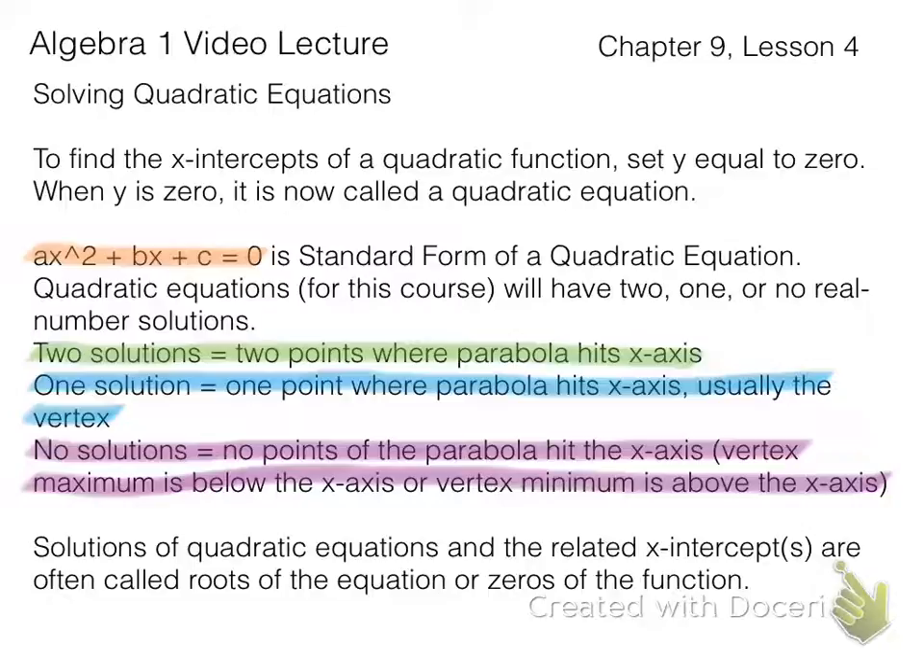Alright, the solutions of quadratic equations and the related x-intercepts are then often called the roots of the equation, or zeros of the function, because basically we want to figure out when y is 0, what x is. And the thing is, with a parabola, it is possible to have 2 x-intercepts, so basically 2 points where y is 0. So let's go ahead and figure those out.